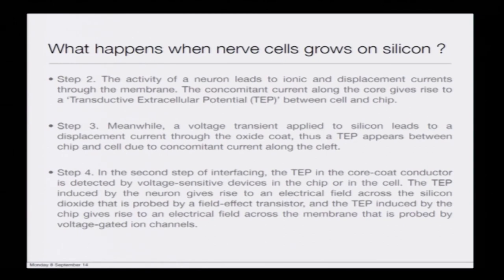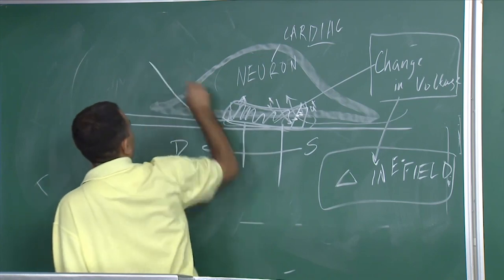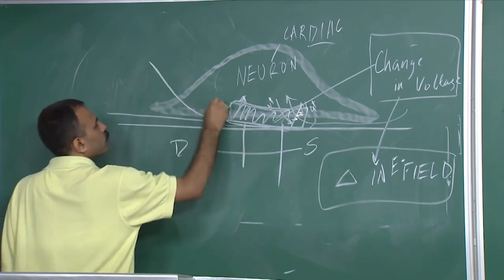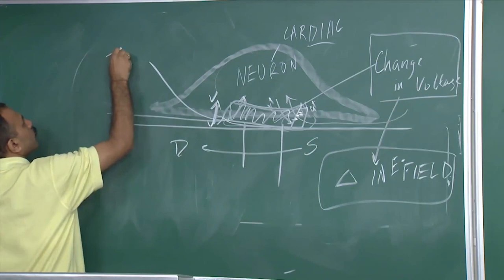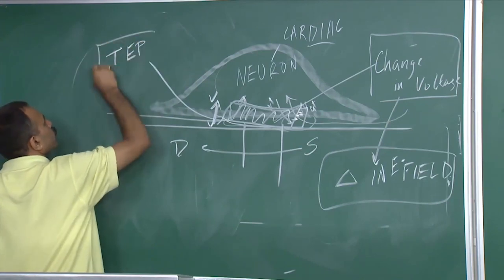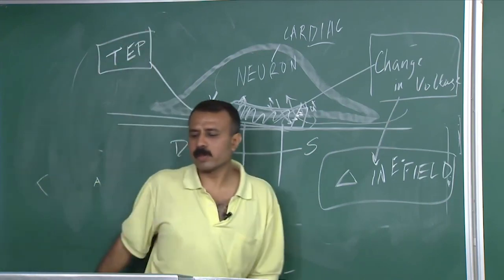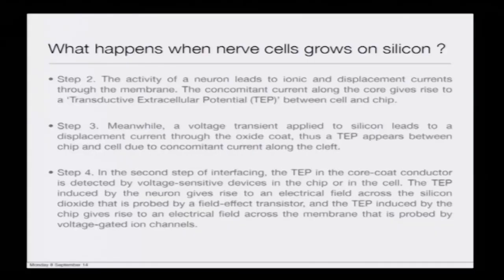The concomitant current along the core gives rise to something which is called transductive extracellular potential. So, this is what that change is. This change in voltage is the transductive extracellular potential, TEP. What you see in your slide now is what we talked about, transductive extracellular potential. Meanwhile, a voltage transient applied to silicon leads to a displacement current through the oxide coat. Thus, the TEP appears between the chip and cells due to concomitant current along the cleft.